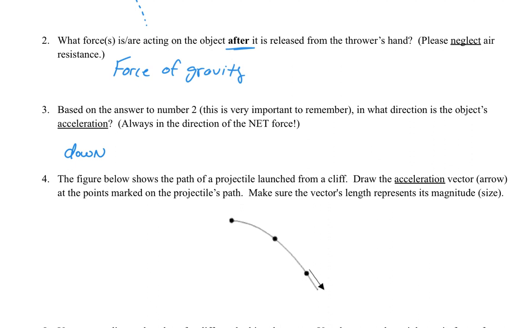Now I'm gonna jump ahead a little bit, but I'm gonna kind of spoil a little bit for you. What that's gonna mean is that since the acceleration is only down, the velocity of the projectile is only changing in the vertical, the y direction. In the horizontal direction, the velocity is going to be constant. So that's going to be a big deal.